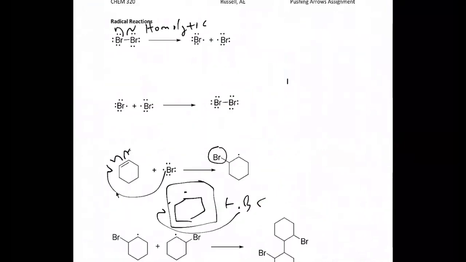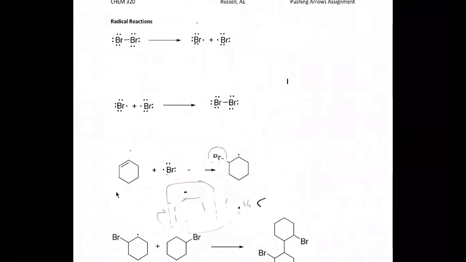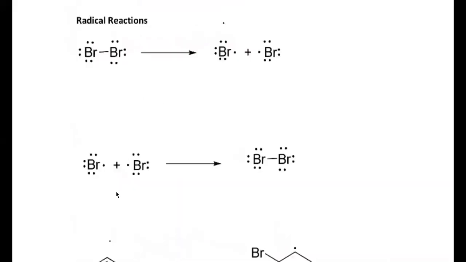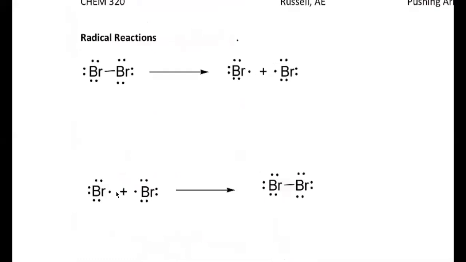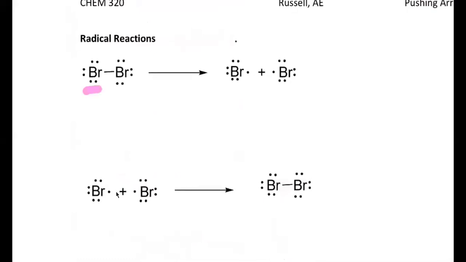Let's go ahead and do a little bit of arrow pushing warm-ups, and then we're going to actually take this and apply it to an example. All right. So in the first reaction, you can see here I started out with a bromine, and then on this side I have 2 bromine radicals, right? And each bromine has 1 electron.